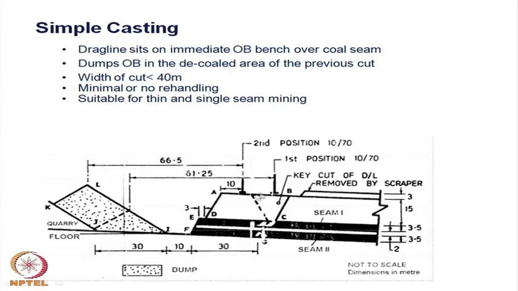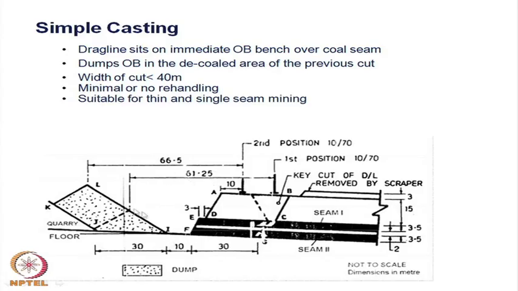So, here you can see that in simple casting, our width of the cut is normally kept less than 40 meter. And what is the advantage of this? If we have a sufficient length of dragline boom, we do not have any rehandling.